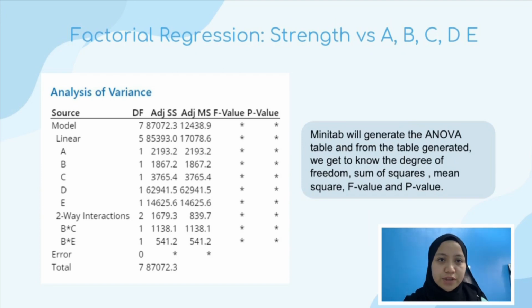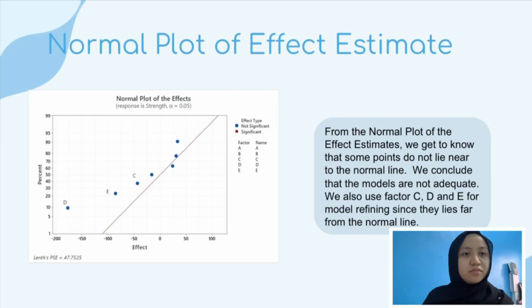Next, we have the factorial regression, which is the strength versus A, B, C, D, and E. So we get the analysis of variance. We can see the degrees of freedom of each factor, the sum of squares, and also the mean squares. So we use Minitab in order to get this ANOVA table.